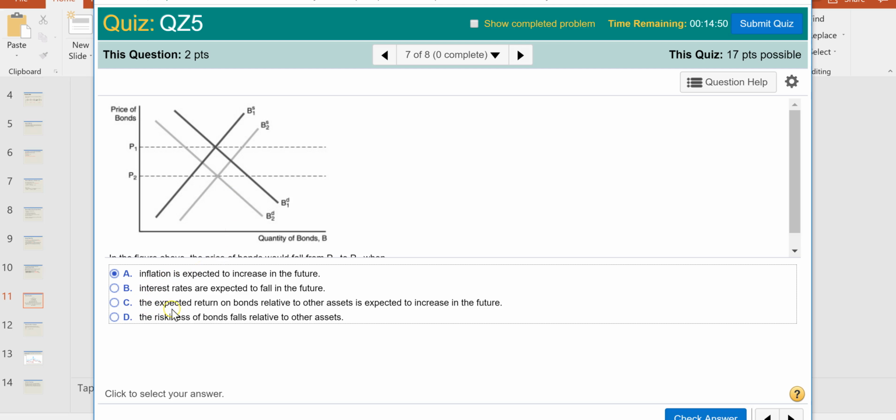And C, the expected return on bonds relative to other assets is expected to increase in the future. So if this happens, the expected return on the bonds relative to other assets, that's very important, is expected to increase in the future. That means the demand for the bonds will increase, and that's not what happens here. Right? Demand is actually going down, so this cannot be true.